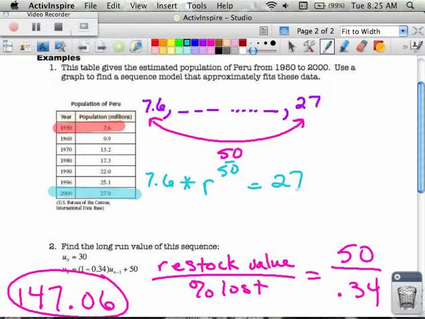So to find this thing, you would have to divide both sides by 7.6, which means that you have R to the 50th equals 27 divided by 7.6. Or in other words, it equals some crazy decimal, I get 1.027 roughly. But that's 50 of the R's together. And you don't want that. You want to know just what the rate is.